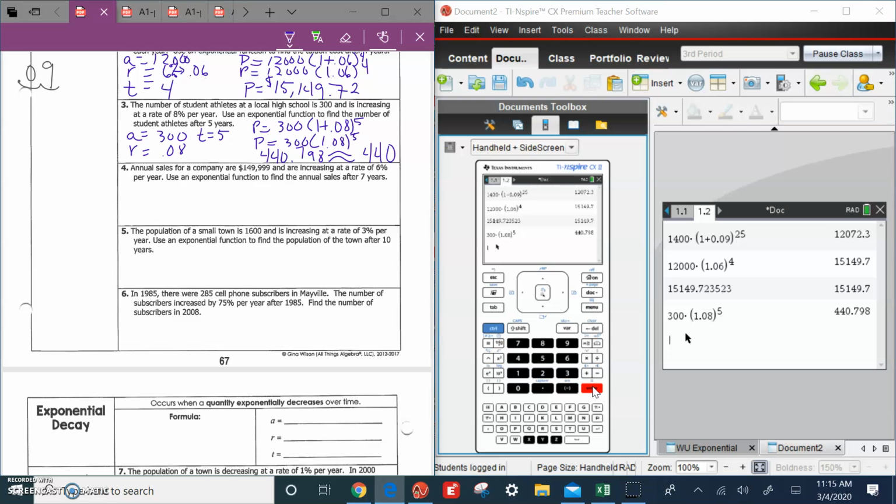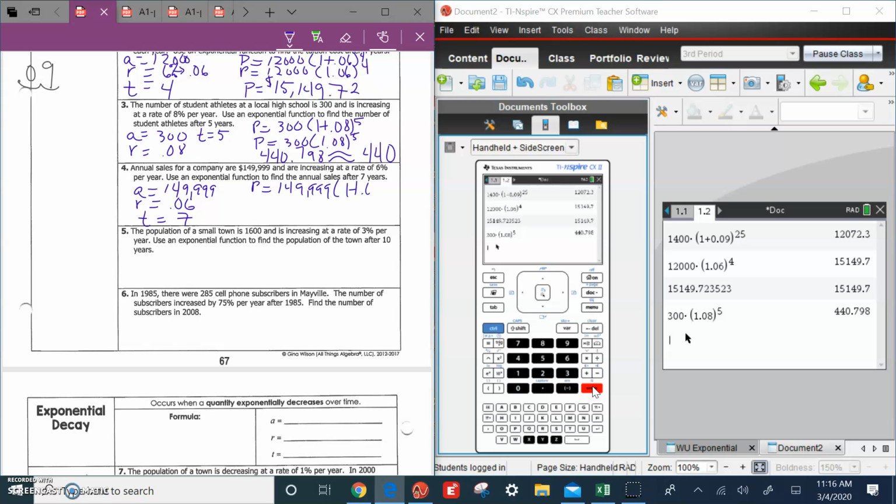Number 4, we have an annual salary of $149,999. So it's money. It's going to increase at a rate of 6%, so 0.06, and it wants to know how much it's going to be worth after 7 years. So how much is it going to increase after 7 years? So let's plug that in.